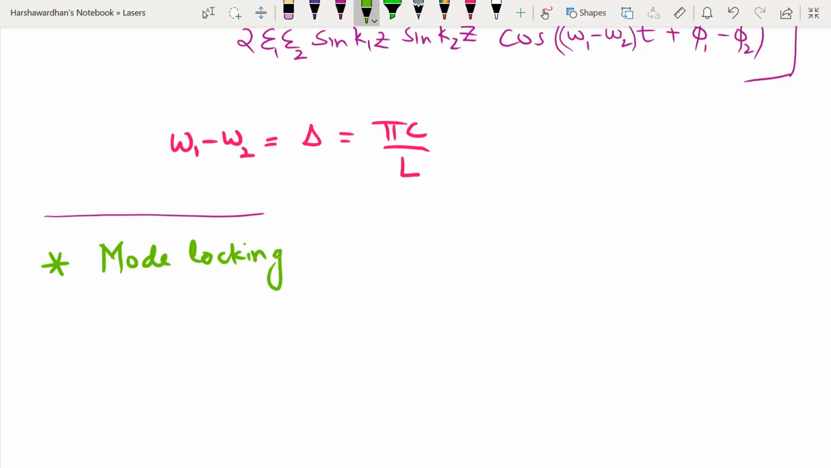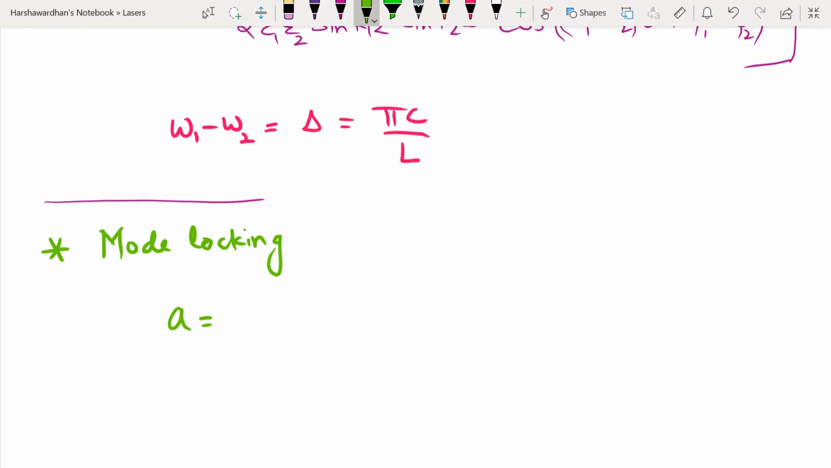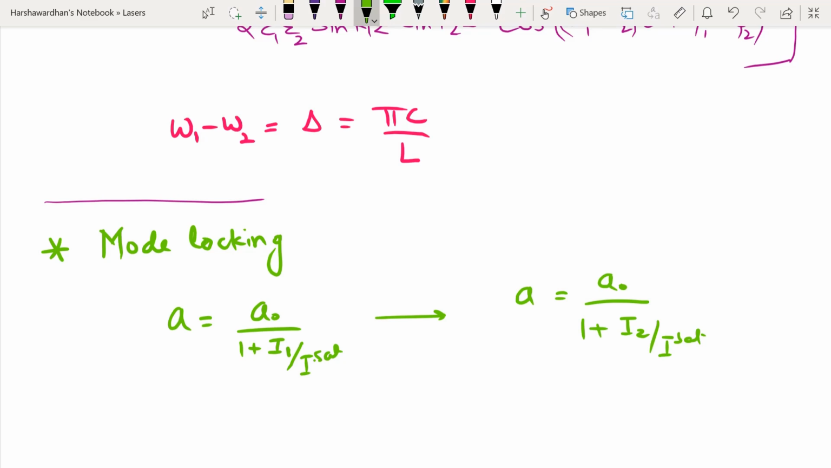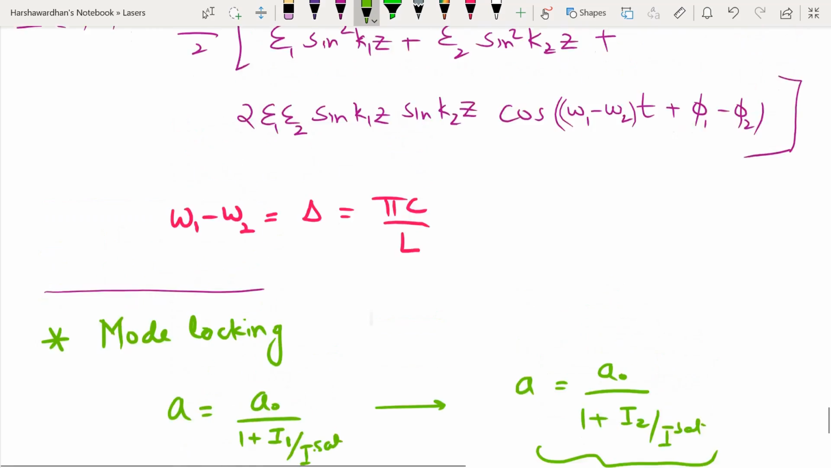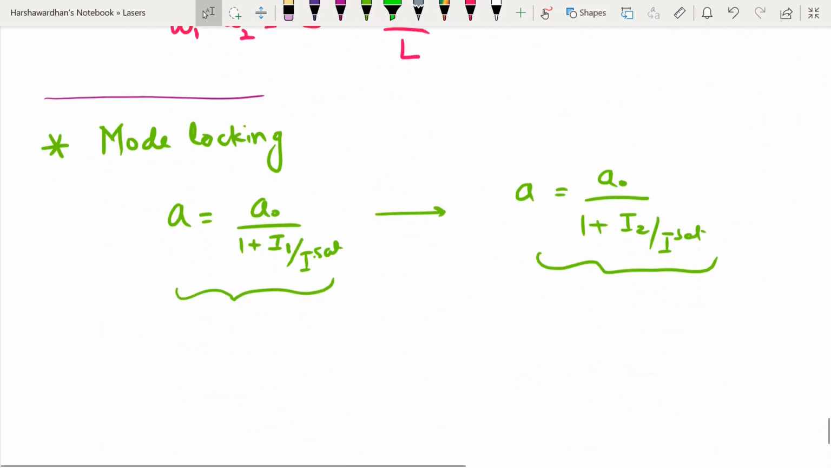Now let's look at my equation number 3. You see that my A, which is given by A naught times 1 plus, let's say, I1 by I saturation, imagine that this changes over to A naught times 1 plus now I2 by I saturation. This change is happening instantaneously, right? There is no lag time between the variation in the absorption from this value to this value. This instantaneous response is what we are assuming, and hence we are doing this analysis. So that is sort of inbuilt in our analysis.